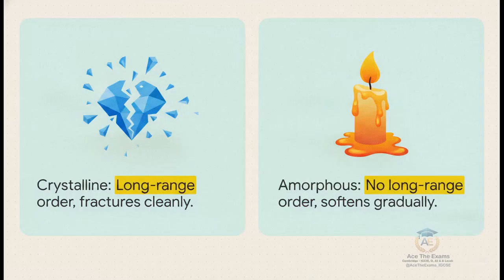And this brilliantly illustrates what happens when we scale that microscopic blueprint up into the real world. Let's compare a crystalline solid with an amorphous one. Because a crystalline solid has long-range order, all thanks to that repeating unit cell, it fractures cleanly. On the flip side, an amorphous solid has no long-range order, so it softens gradually and behaves much less predictably. This immediately proves how long-range atomic order dictates measurable, macroscopic physical behaviors.